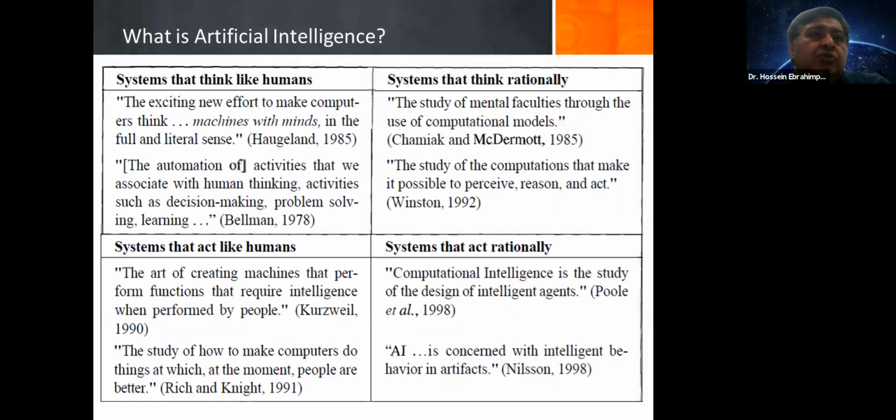In addition to these groups of definitions, we have two other groups that say human is not the base or the source of intelligence. We must think about rationality. So if we can build a system that thinks rationally, this system can be an artificial intelligence. How can we build a system that thinks rationally? It is very important. This goes back to logic. You know, logic was built more than 2000 years ago in Greece.